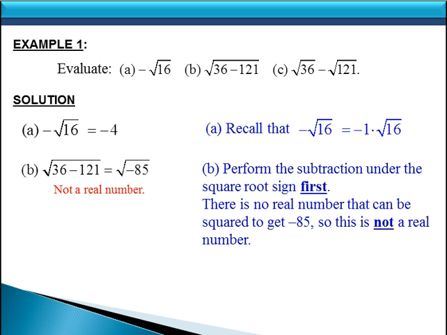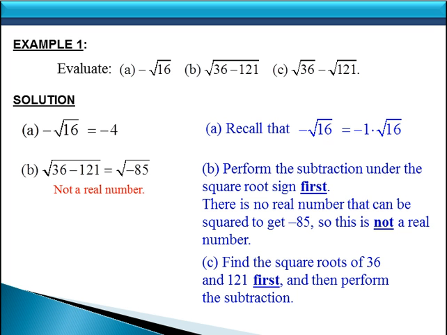Then for part c, notice that the subtraction is not in the radicand. It's actually between two separate square root expressions. So in that case, you would actually perform the square roots first and then do the subtraction between those results. So if we take the square root of 36, we get 6, and the square root of 121, we get 11. And then we perform the subtraction, 6 minus 11, and we get negative 5 as our answer.